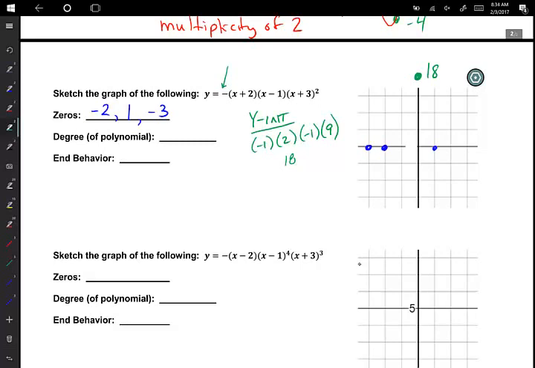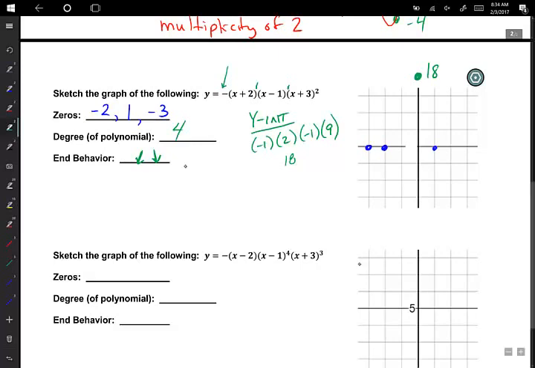What is my degree? I have 1, 2, 3, 4. My degree is 4. The sign in front is negative. That means it ends negative. Right? So it ends negative, and because it's a 4, even ones end where they start. That means it has to start down as well.